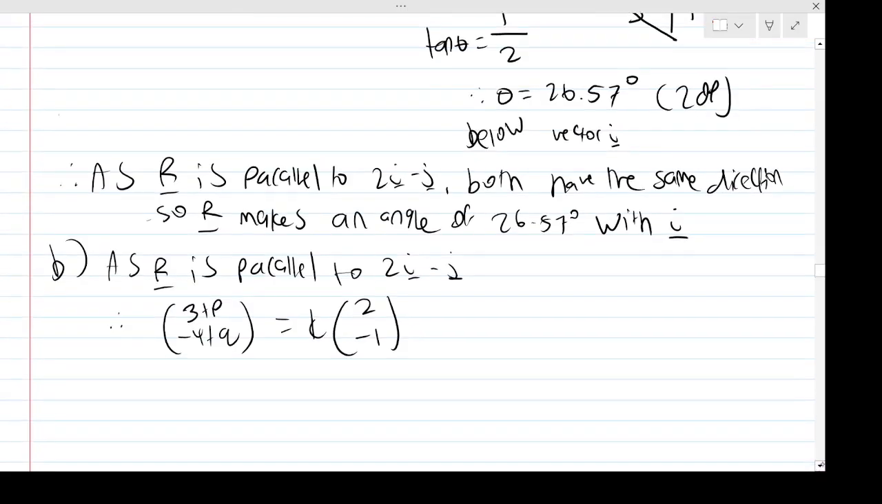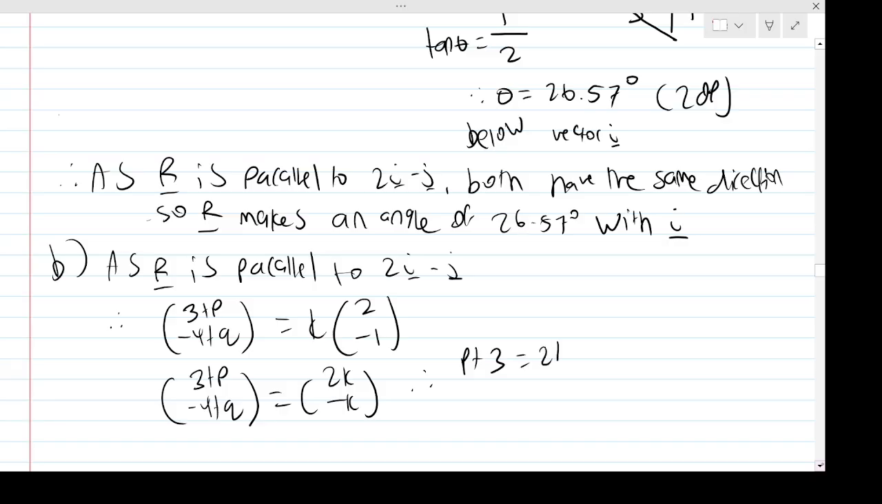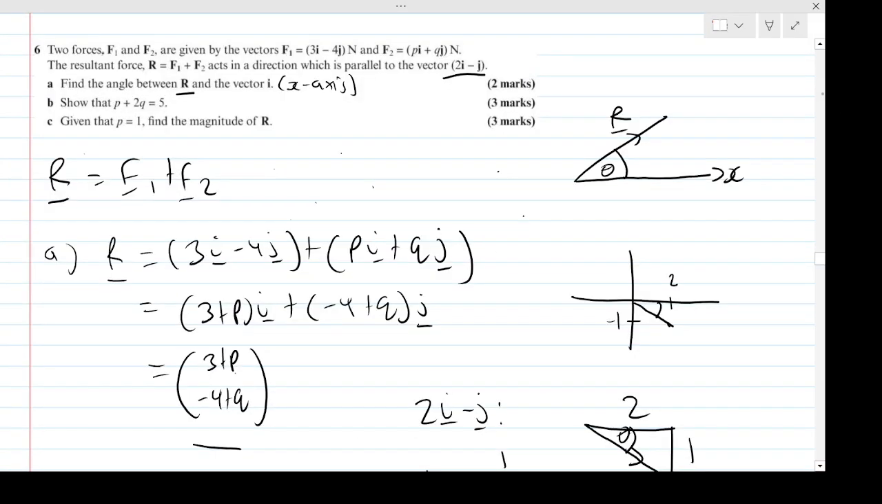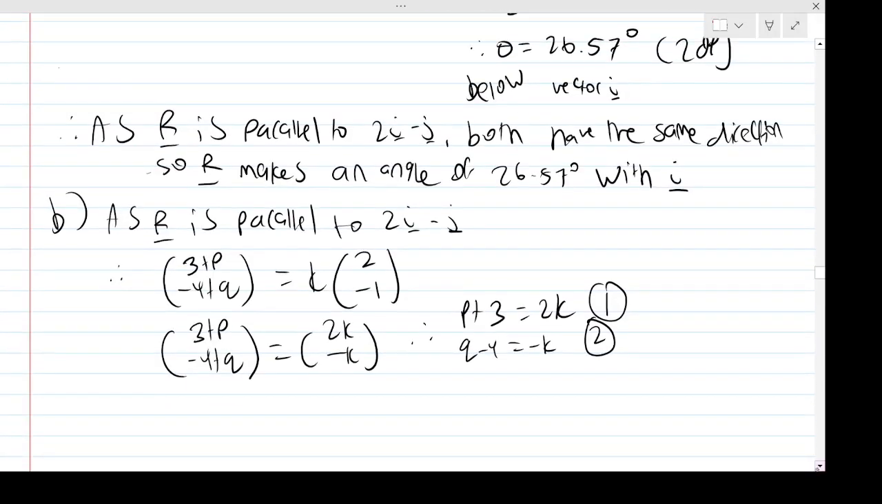Well, then at this point, it's sort of just getting equations. Because if we firstly multiply this right side column vector by k, we're going to get 3 add p, minus 4 add q, equals 2k, minus k. And then from there, we can compare the two components, the top and the bottom component. So then we get p add 3 is equal to 2k, and q minus 4 is equal to minus k. And actually, these are simultaneous equations. Now, we need to show this equation here. So we already have P and Q. There's no K here, so we need to get rid of K.